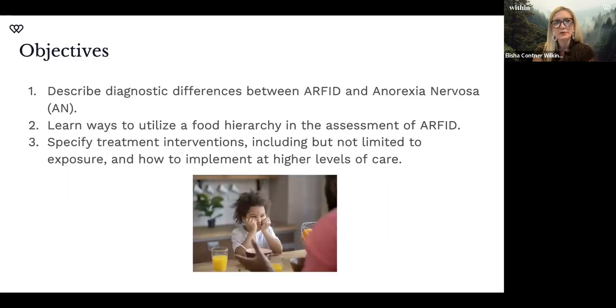So some of the things that we want to ensure that we cover today in our talk, these are our objectives for today. We want to describe the diagnostic differences between ARFID and anorexia nervosa. We want to learn ways to utilize a food hierarchy in the assessment of ARFID. And then lastly, we want to specify treatment interventions and also highlight ways to treat this population in higher levels of care and also a virtual environment.